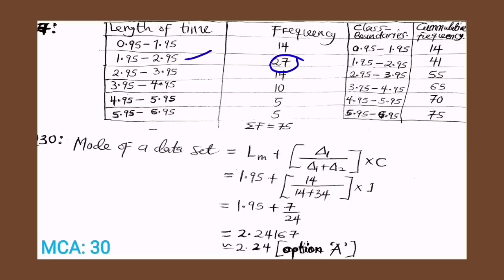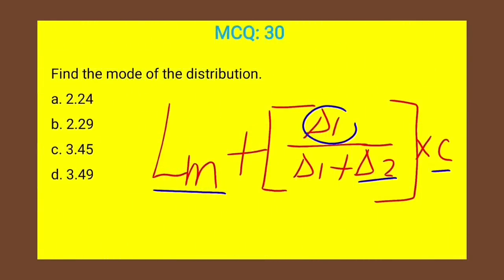So after one minute, we're going to get 2.24, and then we're going to get option A. So 2.24 was option A. So that is the answer to that.